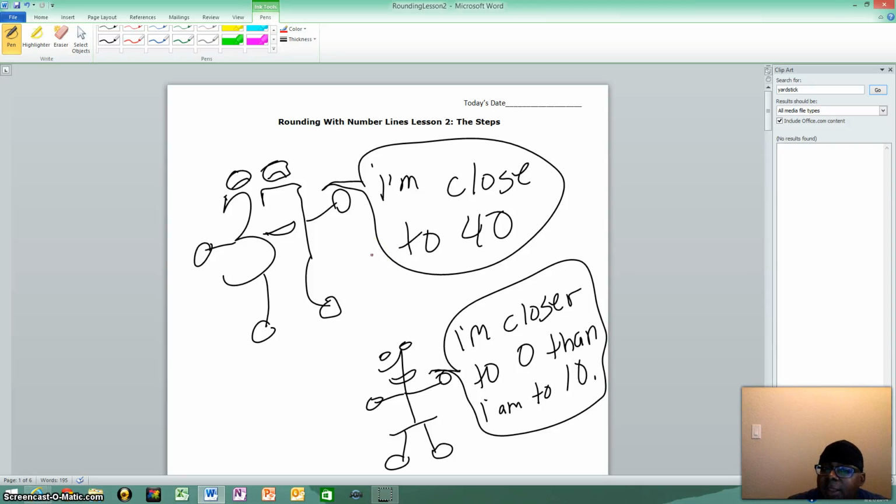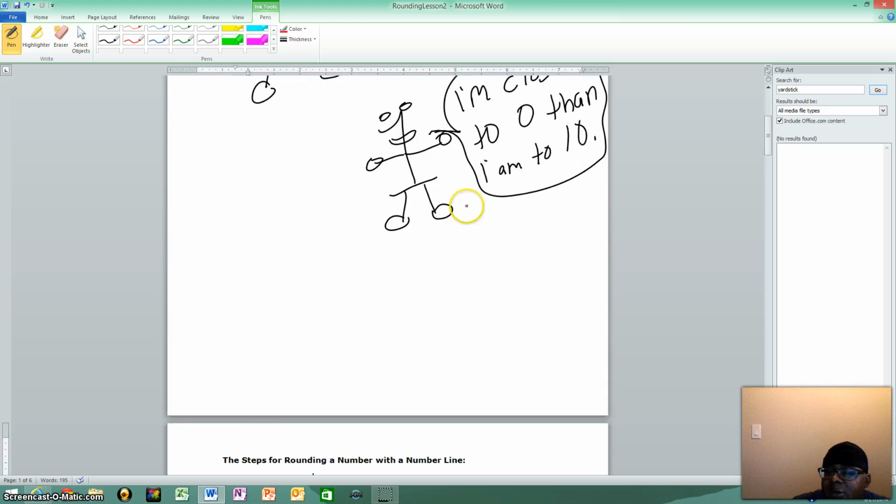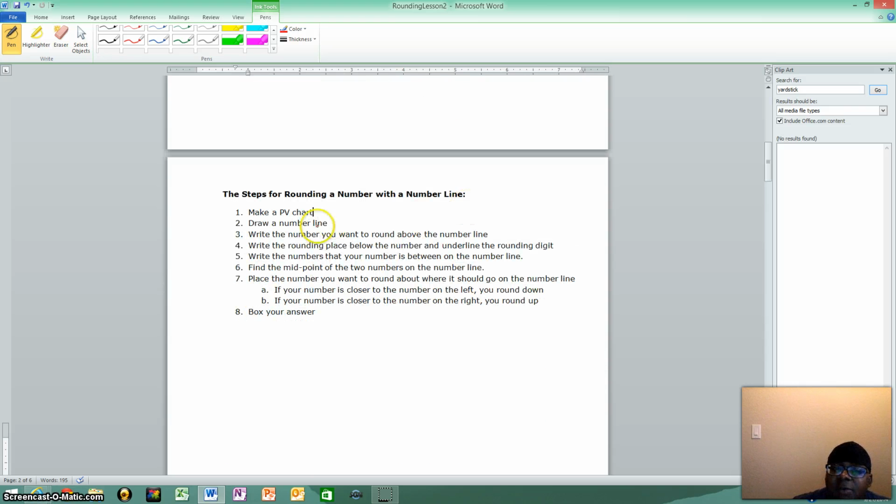Alright, welcome to our last lesson about rounding. We're going to go through the steps today, which is going to be Rounding with Number Lines Lesson 2. Don't forget to write today's date. Remember, my date is going to be different than yours, which is why you don't see my date up there. So now let's talk about these steps for rounding with a number line.